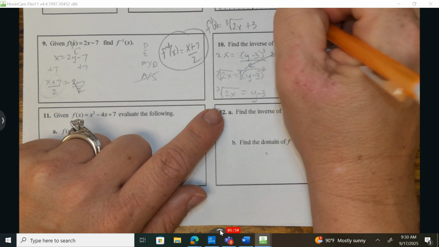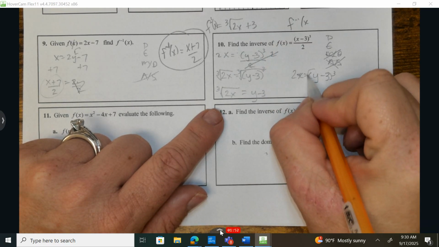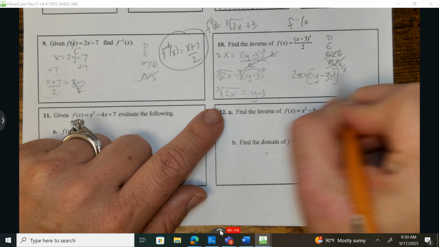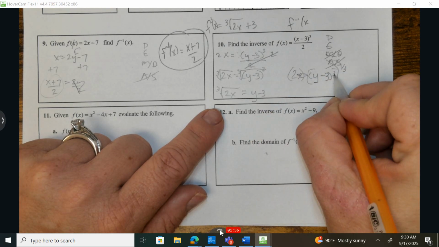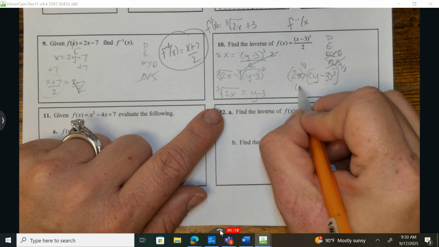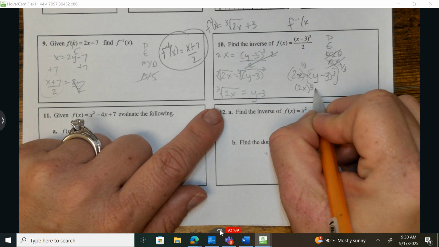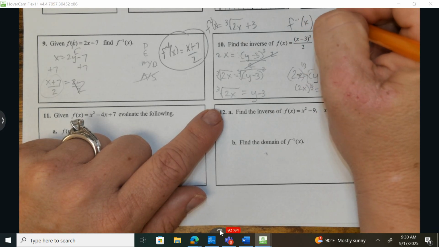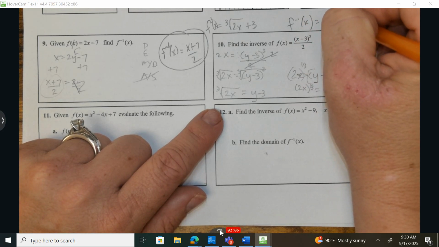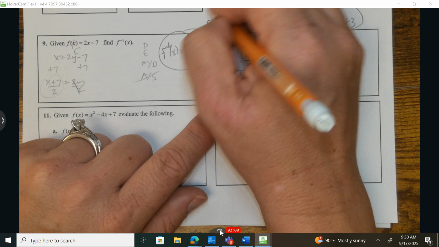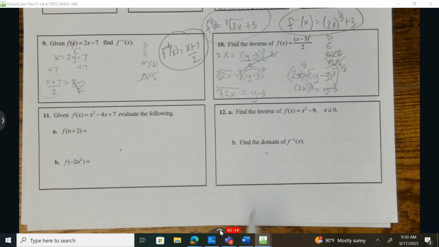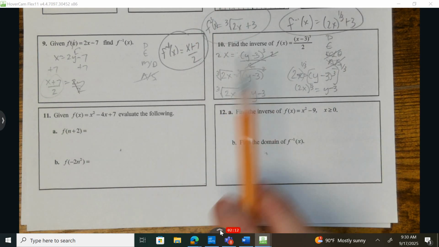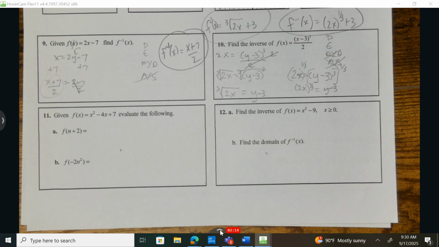The other way to write this is to raise it to the reciprocal. So the reciprocal of 3 over 1 is 1 over 3. So 2x raised to the 1/3 equals y minus 3. Now we add that 3 over last. So 2x raised to the 1/3 plus 3. Either one of these would be an accurate way to represent the inverse. You don't have to do them both ways, just one way. Let's look down right now at number 11.